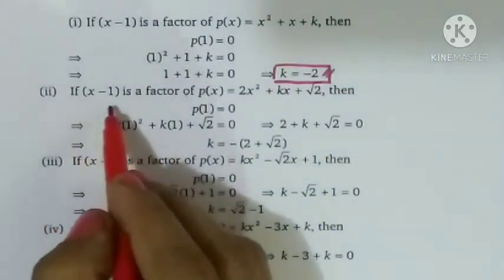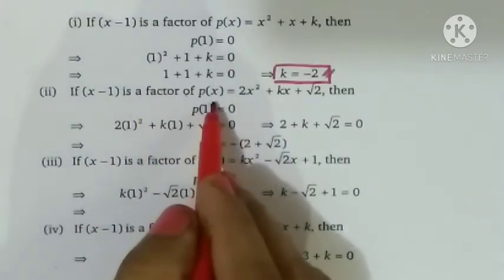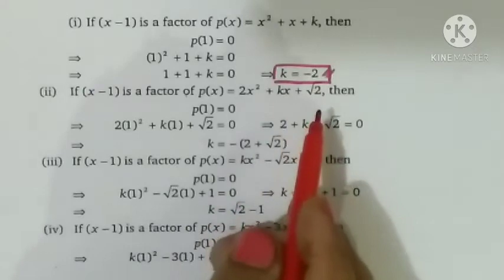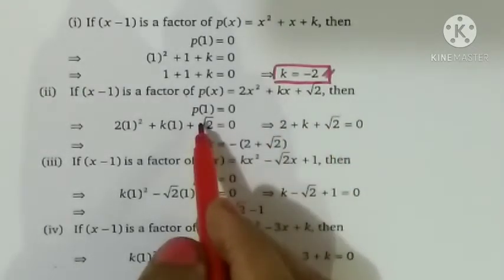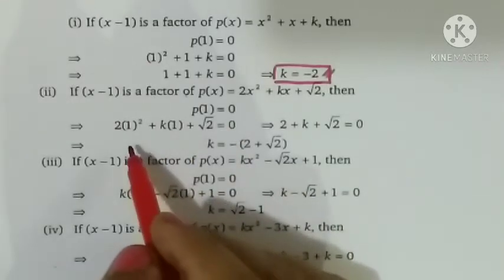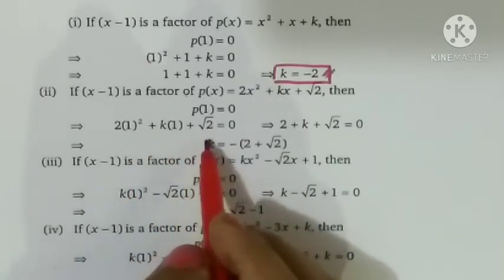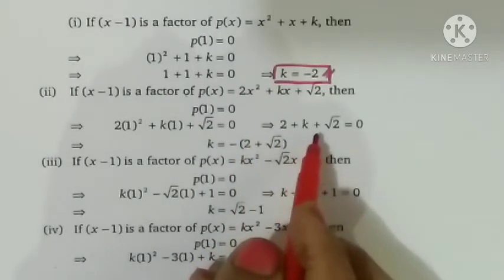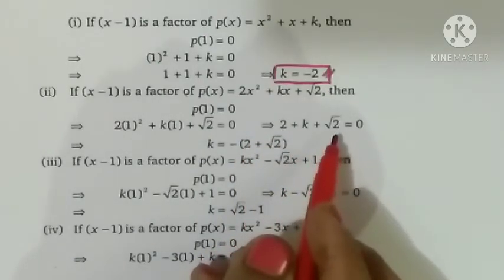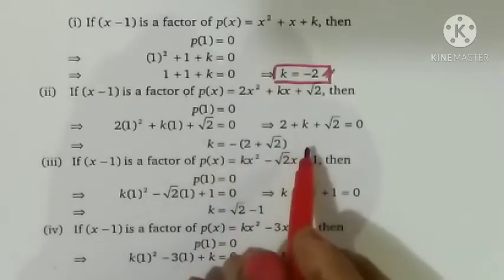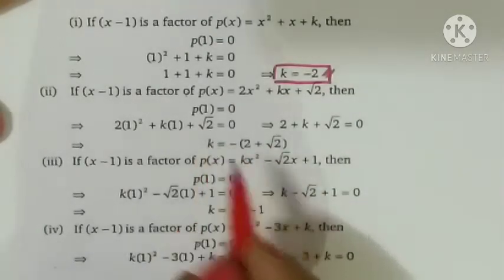Now what is the second question? If x minus 1 is a factor of p of x, 2x square plus kx plus root 2, then what is the meaning of the question? p of 1, definitely it is equal to 0 only. So 2 into 1 square plus k into 1 plus root 2 equal to 0. That means 2 plus k plus root 2 equal to 0. Solving for k, it is minus of 2 plus root 2. That is the second answer.